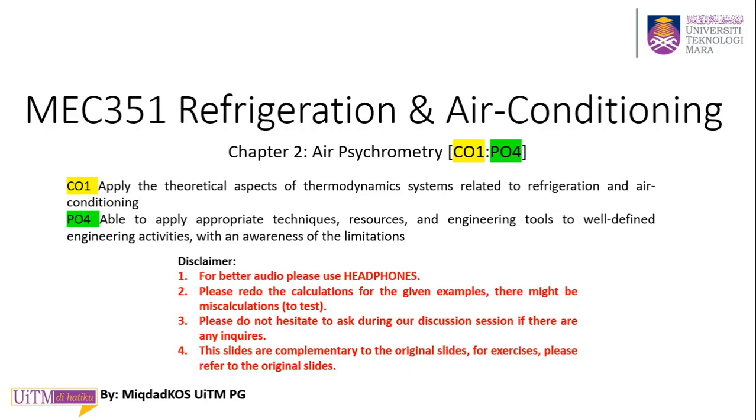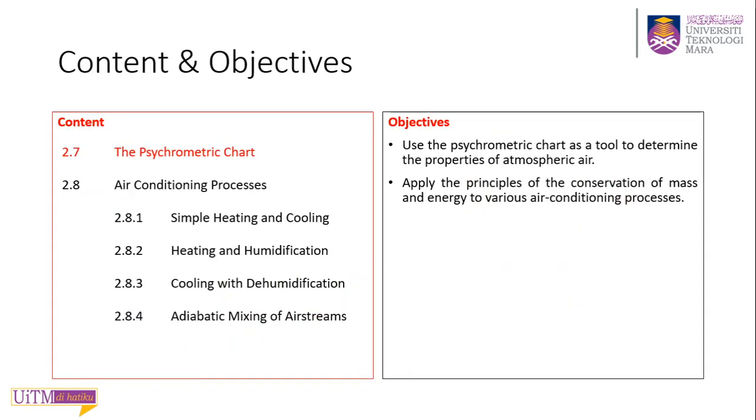In today's video lesson for our course MEC351 Refrigeration and Air Conditioning, we will cover Chapter 2 titled Air Psychrometric. For this video, we will try to cover Subtopic 2.7, the psychrometric chart, where the objective for this subtopic is that students should be able to use the psychrometric chart as a tool to determine the properties of atmospheric air.